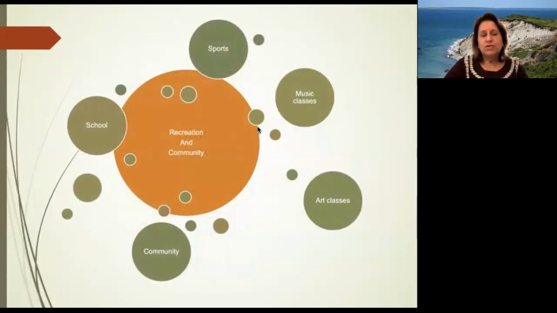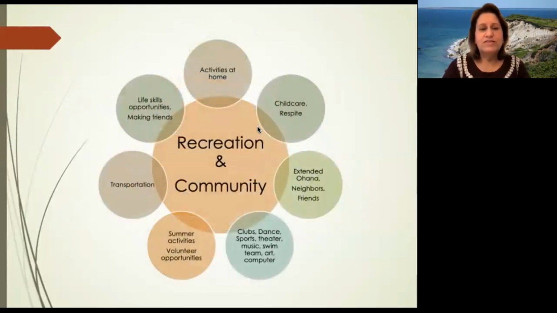Recreation and community. Look at your child. What activities does he or she like at home? Do you have respite, childcare? Do you have neighbors, extended ohana that help your child or have children that play with your child? What about clubs, dances, summer activities, volunteer opportunities? And what about transportation? How does your child get to these activities? And what about life skills opportunities, making friends?